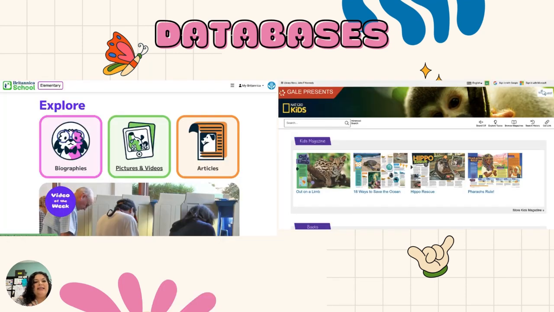Looking at the encyclopedia and the National Geographic, they have different components within those as well. For the Britannica, that's the encyclopedia, you can also cite sources directly from there. It will translate it. You can pick the reading level on any of the different articles that come up. It also has pictures and videos for our students who are not as high on their reading level. It might be easier for them to watch the videos instead of reading the articles.